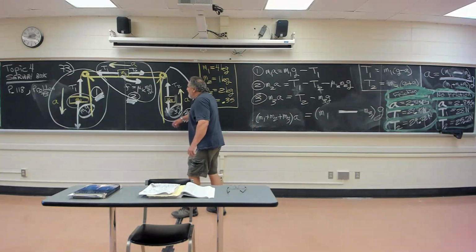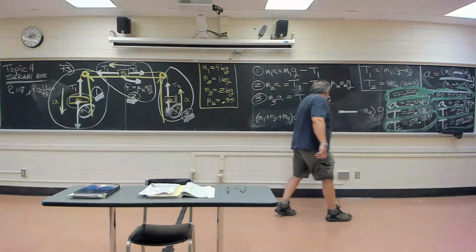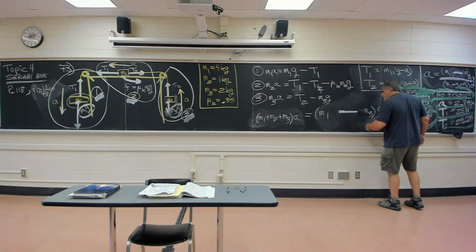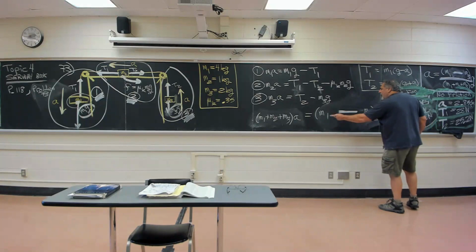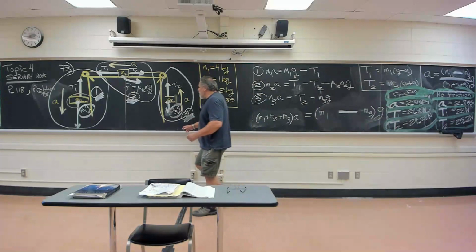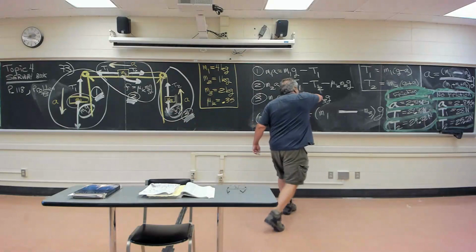Let's say there was no friction. Let's get the friction out. Then it's simply M1G minus M3G, which is the quantity M1 minus M3 times G. If you divide by A on each side, you get the acceleration just like that, without even doing the three separate universes of 1, 2, and 3.